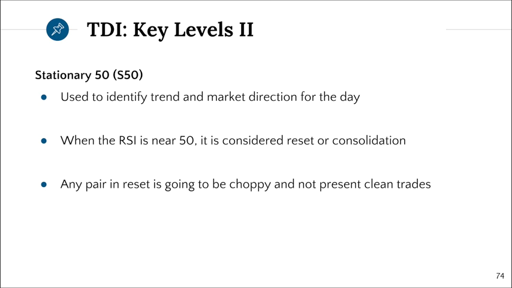I never want to trade anything that has something to do with reset, has anything to do with consolidation. You get trapped around, chopped around, end up over trading probably and losing a lot of money. It's ridiculous. You just don't need to be involved in that. Like I said, any pair going into reset is going to be choppy and it's going to hurt. So avoid trading when the RSI is too close to the stationary 50. We're going to go into a lot of detail of that in just a second.